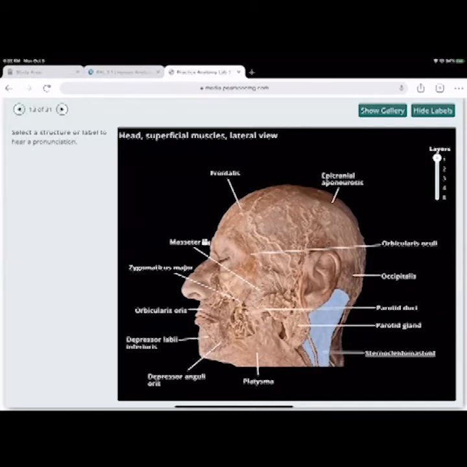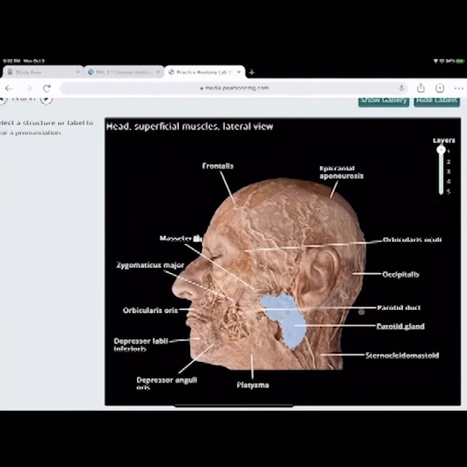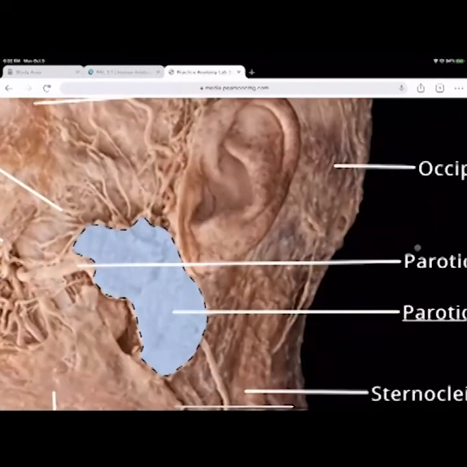Here's a real good view of the parotid gland. You can see it does not look like muscle tissue. There's your parotid gland. I'll take it off the blue stuff here. Okay, see the difference? See all this right here? That's all your parotid gland.